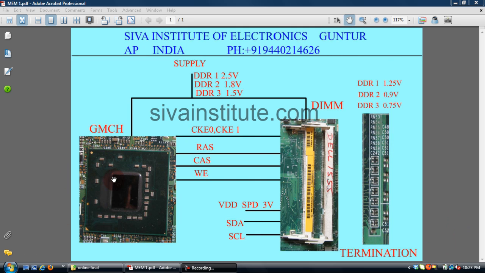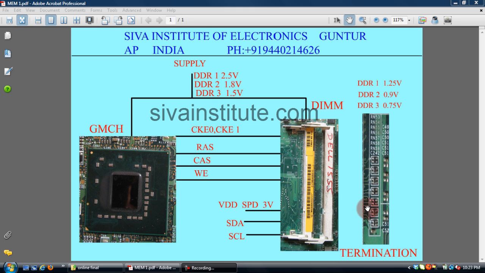This is GMCH or MCH or North Bridge. GMCH means Graphic Memory Control Hub. MCH means Memory Control Hub or North Bridge. This is the DIMM slot, the laptop DIMM slot.